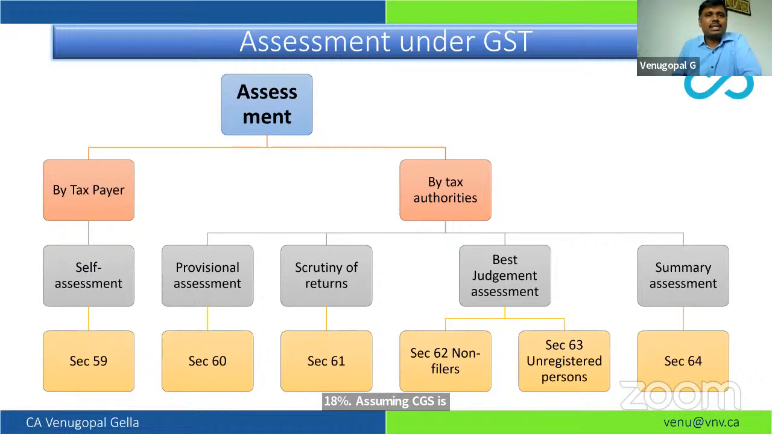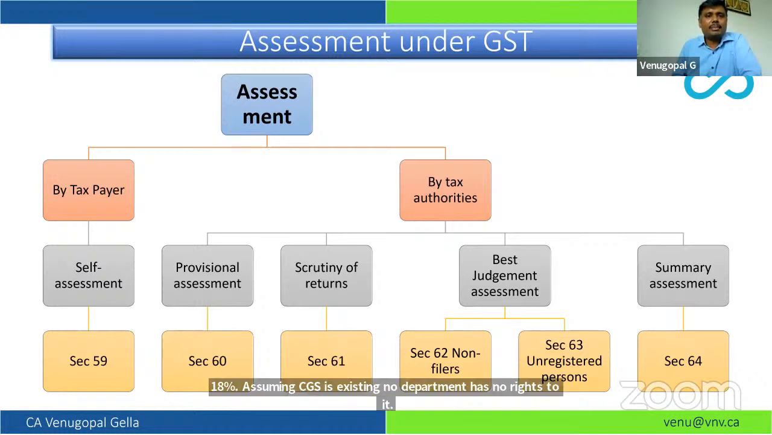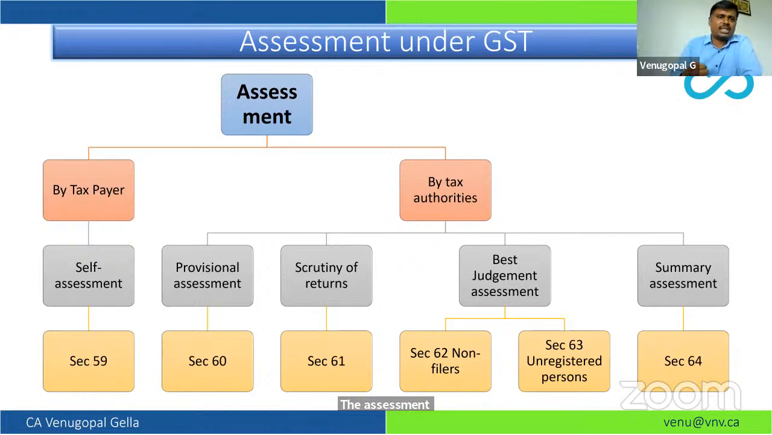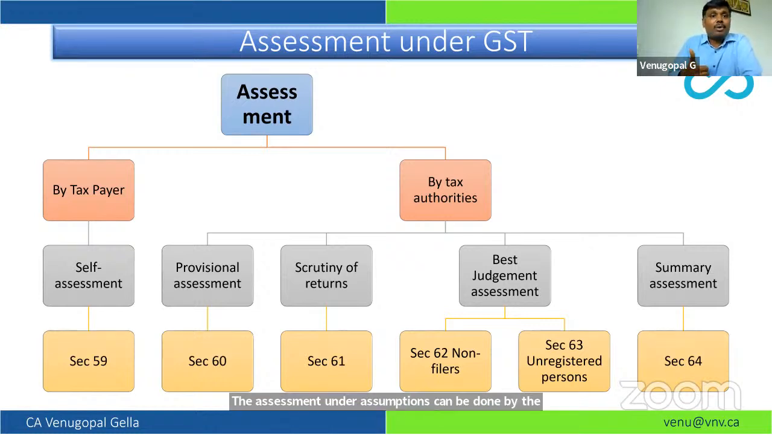The assessment under assumptions can be done by the department only in two situations. Situation number one: I am not filing my returns. When I don't file the returns, the department has no choice and has to make some assumptions. Section 62, assessment of non-filers.